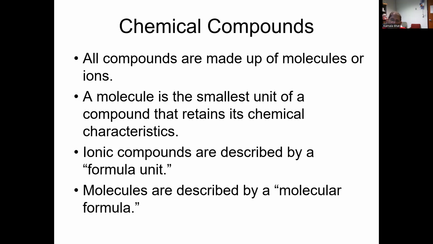The chemical compounds are made up of molecules or ions. A molecule is the smallest unit of a compound that retains all its chemical characteristics. The ionic compounds are described by formula unit, because the ionic compounds are held together by electrostatic force, and therefore they are a repeat of this formula unit, because they give a three-dimensional structure. Molecules are described by molecular formula.